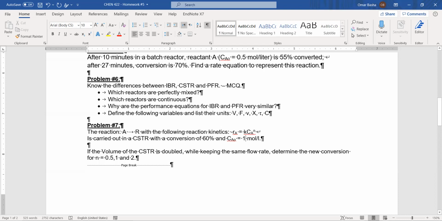Okay, if the volume of the CSTR is doubled while keeping the same flow rate, determine the new conversion for n equals 0.5, 1, and 2. So you want to determine the new conversion after doubling the reactor volume for different reaction orders. Okay, let's go to the whiteboard and let's solve this problem. I think it's page 7. Okay, let's do 7. So you're being told it's a CSTR.